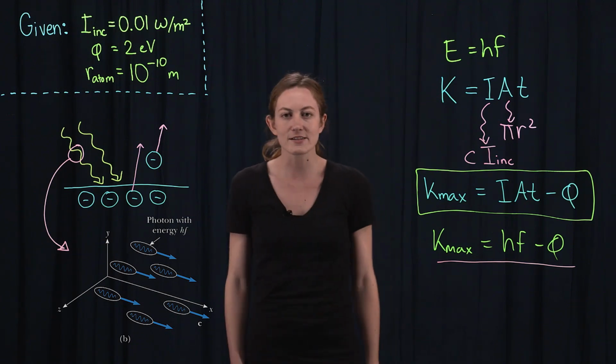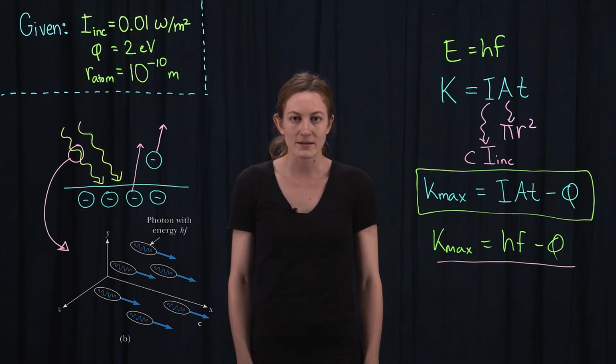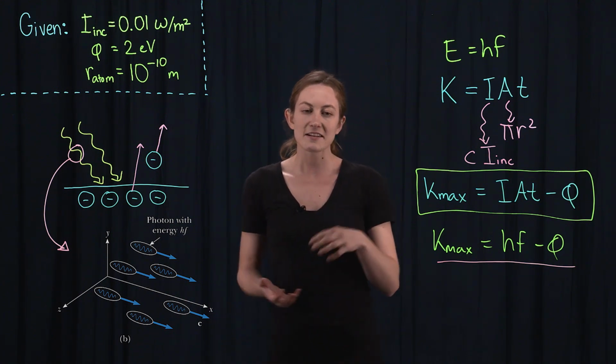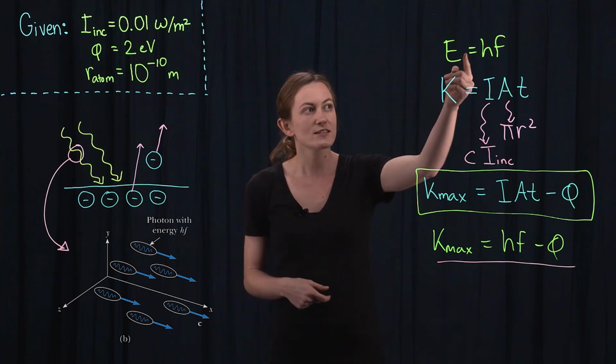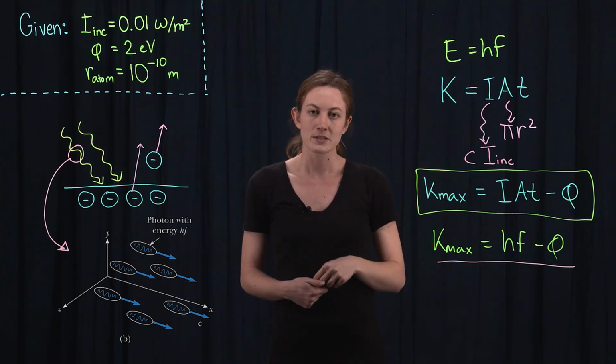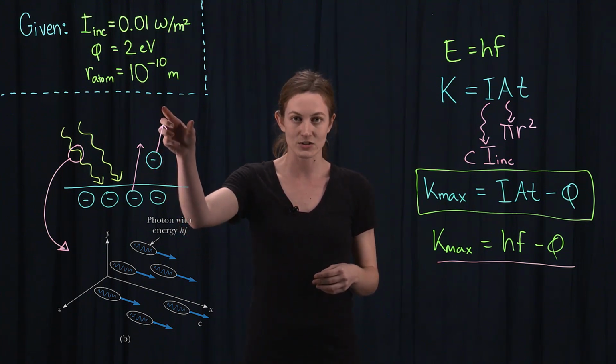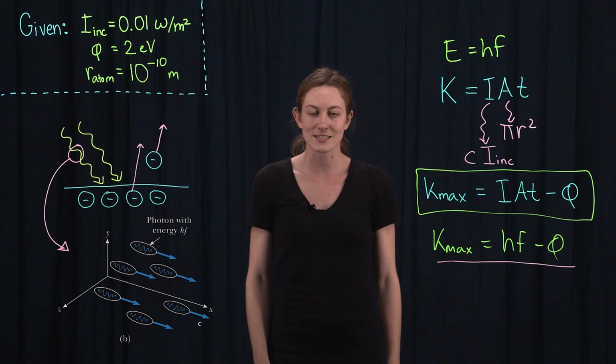So why is there not really a time delay? Well, dimming the light while keeping the light's frequency fixed means less photons, but the energy in a single photon is still the same. So as long as a single photon has enough energy to eject an electron, then the electron will be ejected immediately.